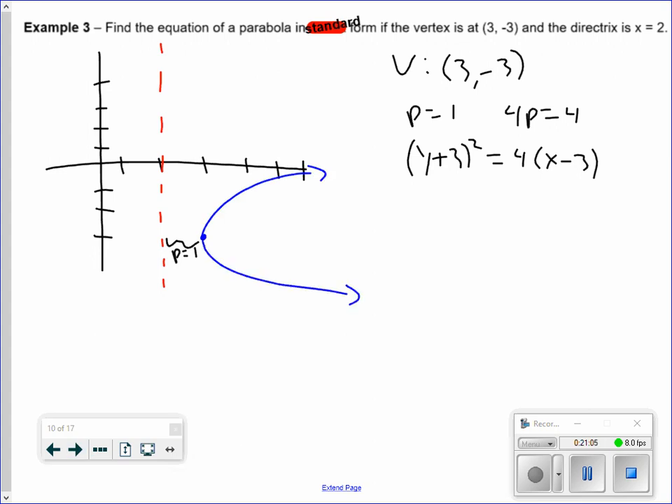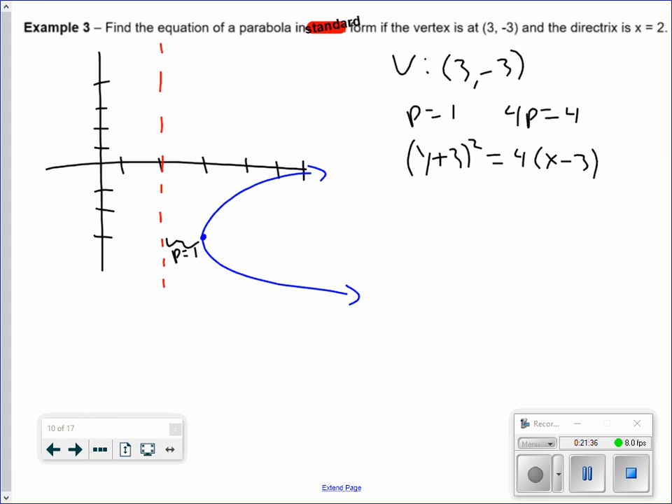So I don't even need to find my focus. I don't care for it. It's not going to do me any good because I have my p-value, which is going to be +1, so my 4p will be +4. I know it's positive because I'm opening to the right, toward the positive numbers. I'm going to use the y squared version of the equation because I'm opening horizontally. So I get (y - k), or (y + 3), all squared, equals 4 times (x - 3). And that's my equation.